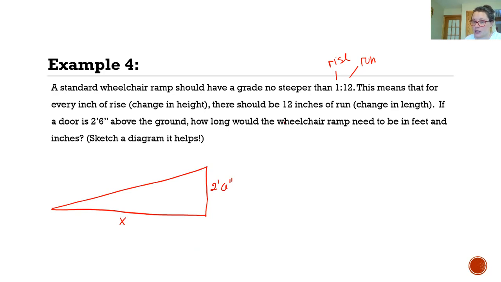Now, our specs say that we have to have a 1 to 12 ratio. That means 12 inches this way, 1 inch that way. Or it could be 12 feet out this way and 1 foot rise. So if you want to think of it as a little triangle and a big triangle, think of this as our little triangle. It has a 12 to 1.